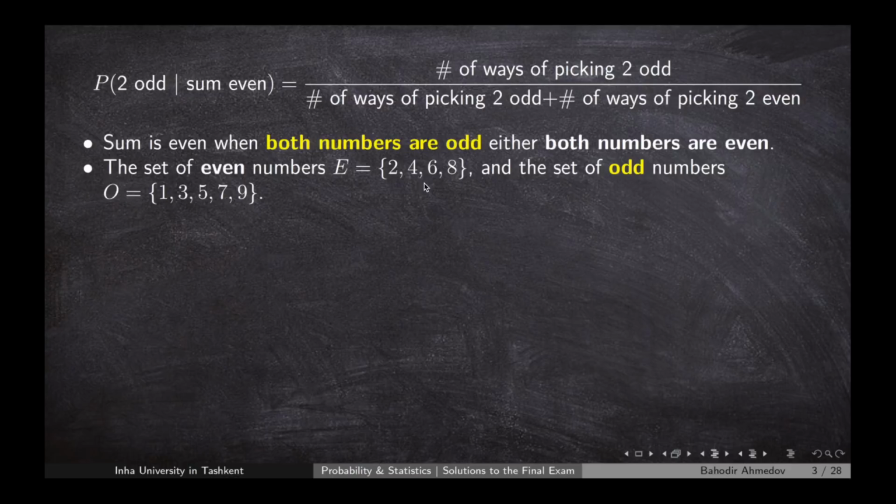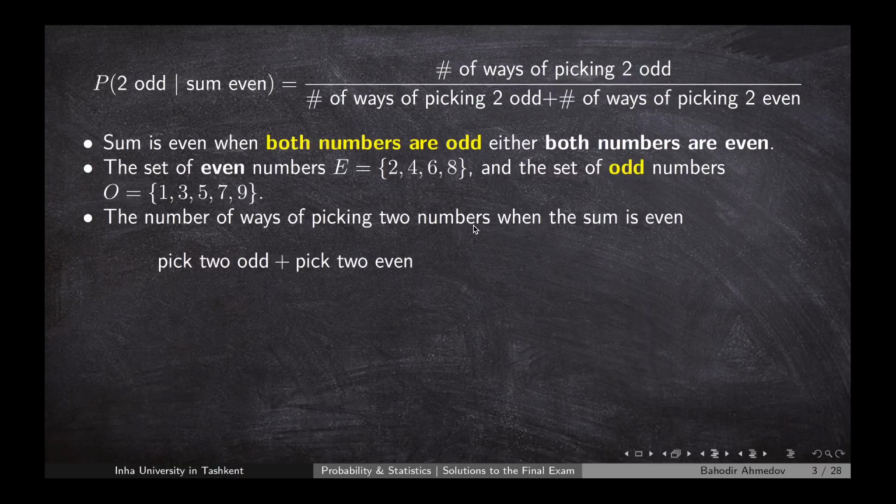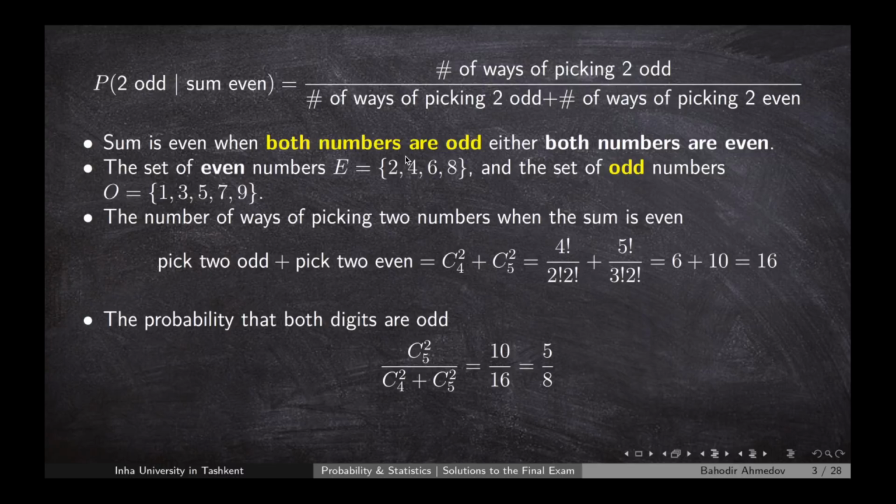So the number of the ways of picking 2 numbers when the sum is even is the number of the ways of picking 2 odds and the number of the ways of picking 2 evens. It's going to be the combination of 4 and 2. So we need to pick 2 numbers from here, right? Plus we need to pick 2 numbers from this set.